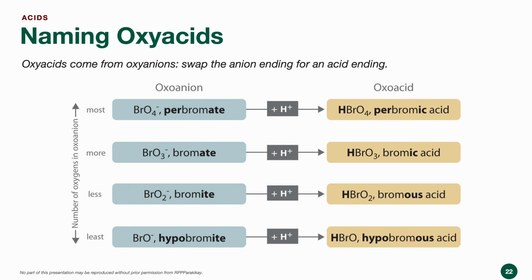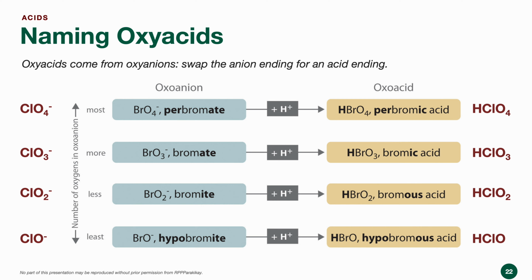Another example is if we consider chlorine. The most number of oxygens, ClO4 minus, that will be perchlorate, if we are talking about the oxoanion name, followed by chlorate, followed by chlorite, and then hypochlorite. And then if we convert it to an oxoacid name, HClO4 will become perchloric acid, HClO3 is chloric acid, HClO2 will be chlorous acid, and lastly, HClO will be hypochlorous acid.